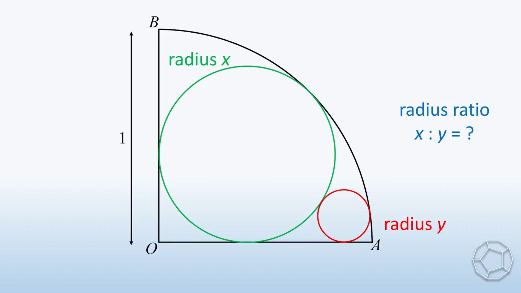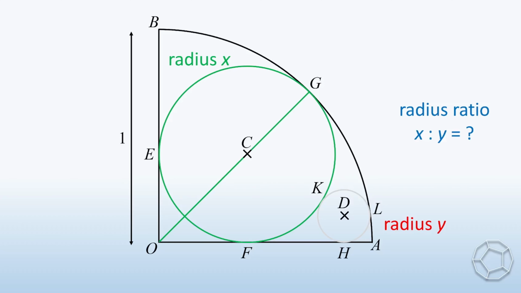Find the radius ratio. To start with, we let the centers of the two circles be C and D respectively. Denote the 6 points of contact as shown in the figure. Now, let's focus on the green circle. Construct the side OC and extend it. Actually, it reaches the point G on the arc. Why is it the case?